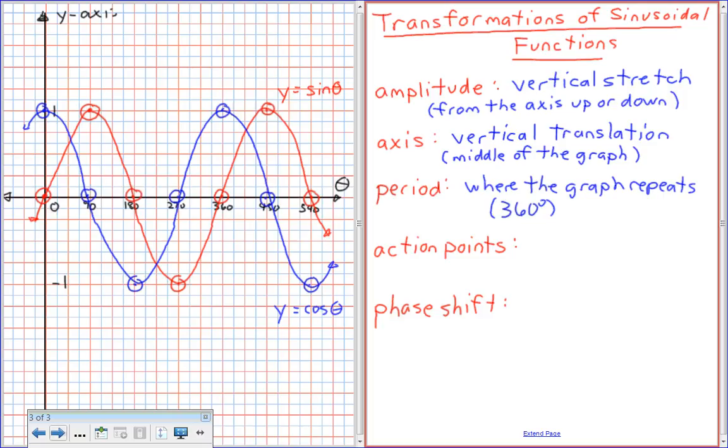Action points are going to be when the graph goes from... Okay, I'll give you a second to write all this down, then we'll talk. And the phase shift is the horizontal translation.